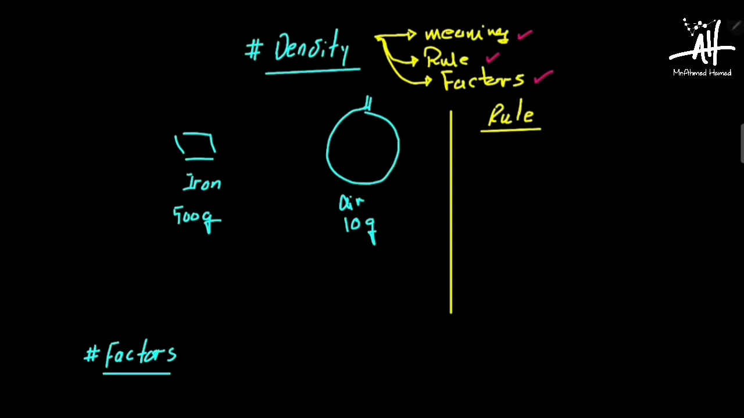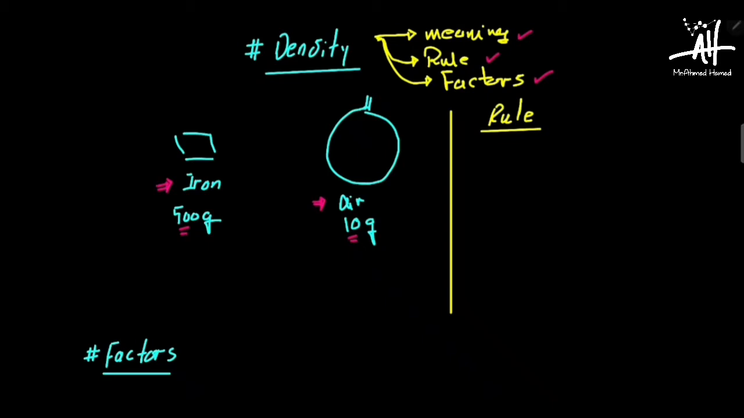First, to understand the meaning of density, let's imagine that we have two objects. First one is a piece of iron, and the second one is an air balloon. If we measured the mass of both of them, we'll find that, for example, the mass of the iron piece is 500 grams and the mass of the air balloon is 10 grams. So we understand how the small piece of iron gives us a higher mass than the large volume of the air balloon.